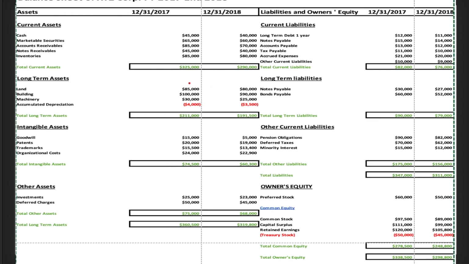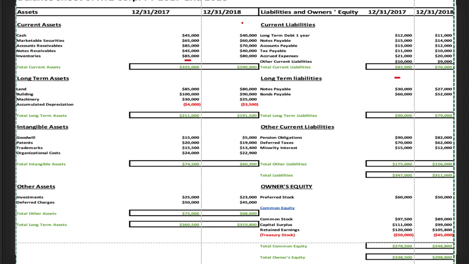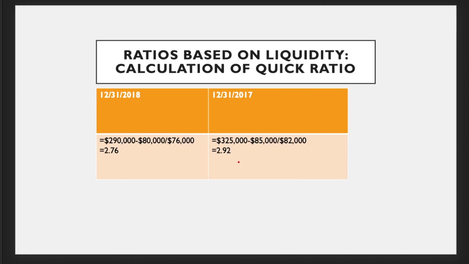So for 2017, you see $325,000 of current assets and we only see inventories, no prepaid. You exclude $85,000 from current assets and divide it by $82,000. You arrive at 2.76. And for 2018, you take current assets worth $290,000 and exclude $80,000 worth of inventory and divide it by $76,000. And you arrive at 2.92.